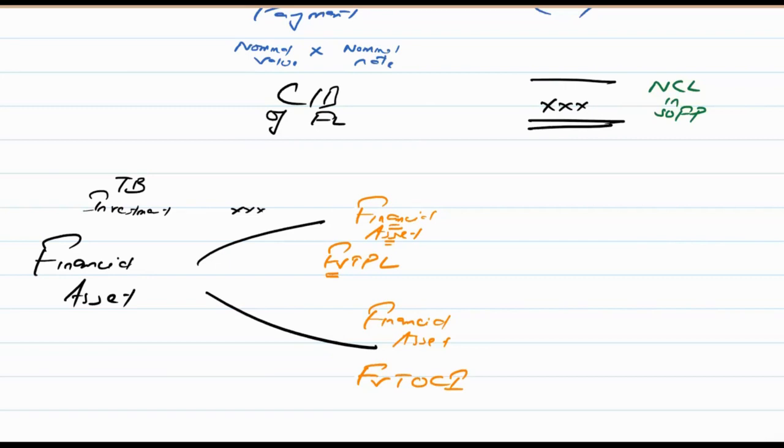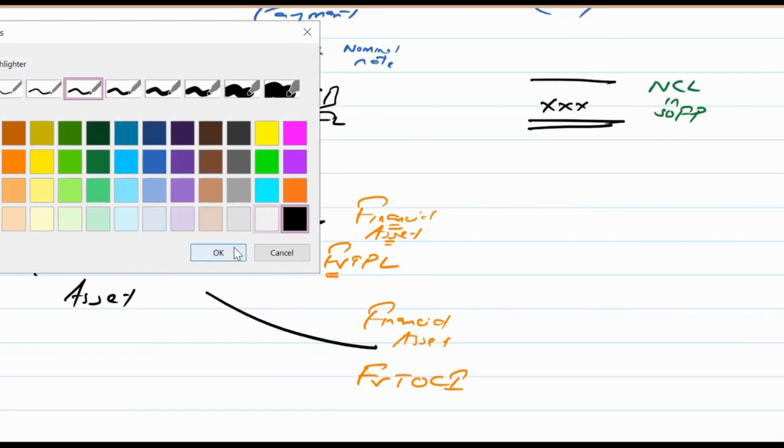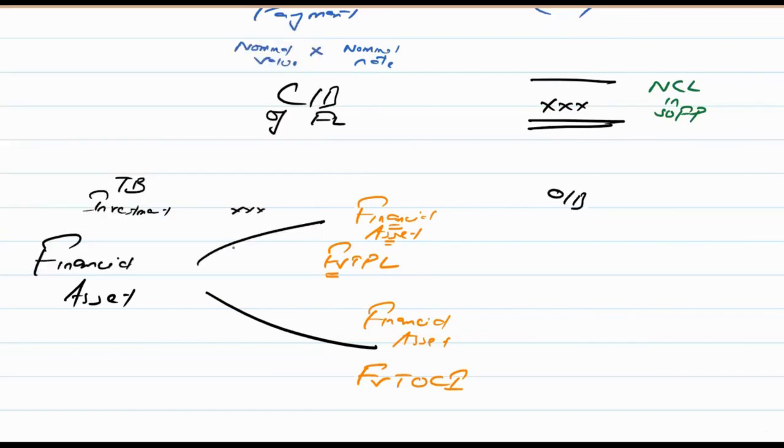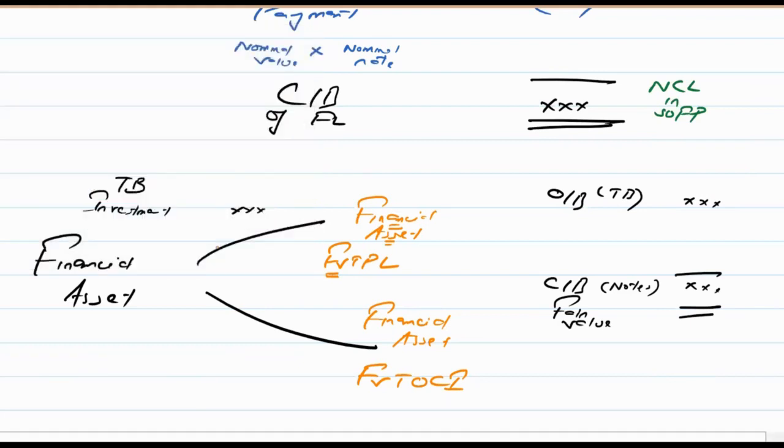So what you need to do is you take the opening balance from the trial balance. And then you get the closing balance from the additional information or the notes. And this is actually the fair value at year end. And the difference between these two is the gain or loss.